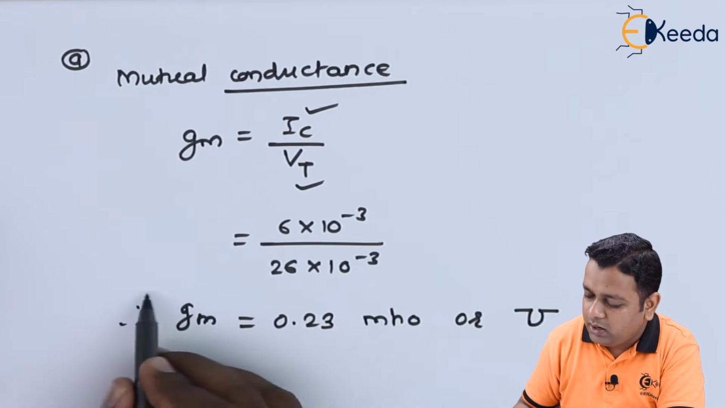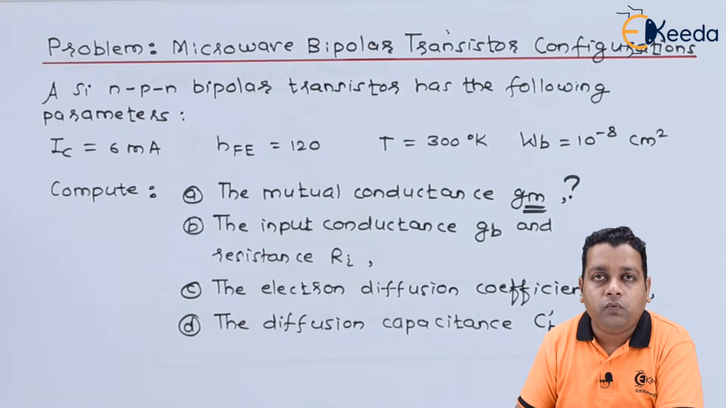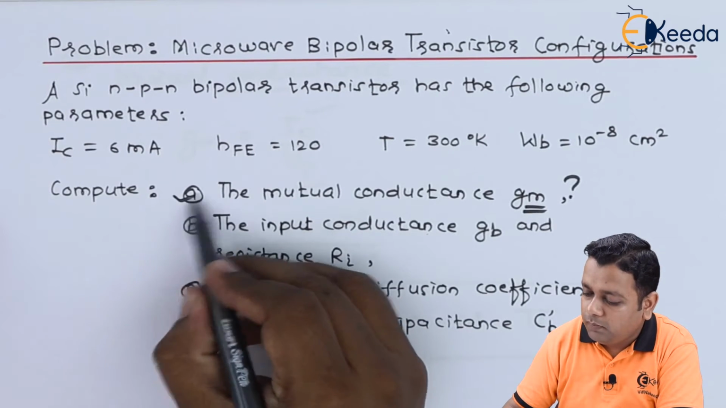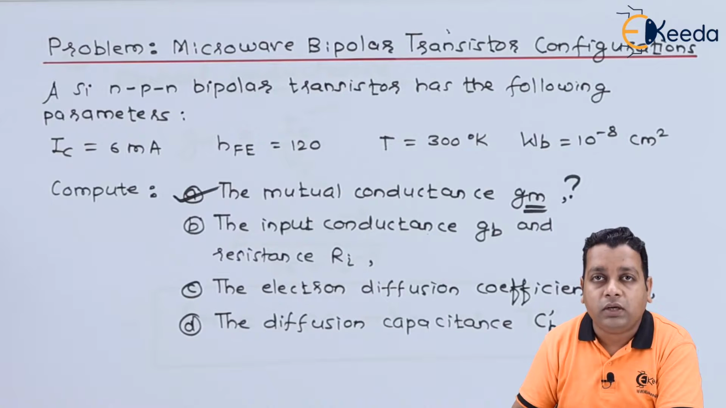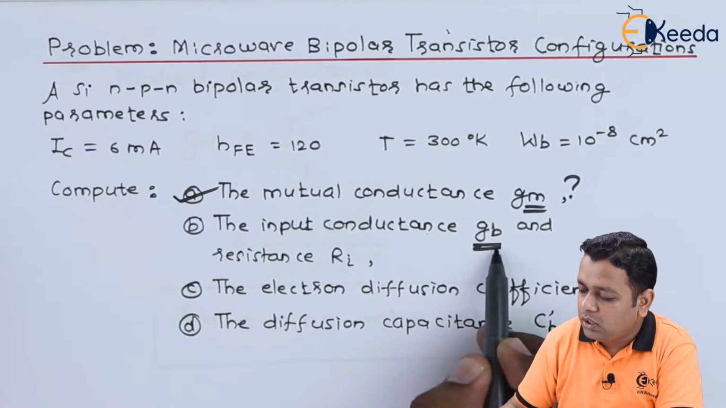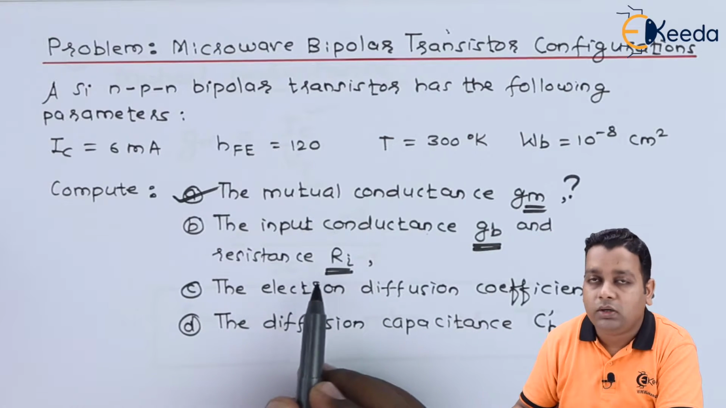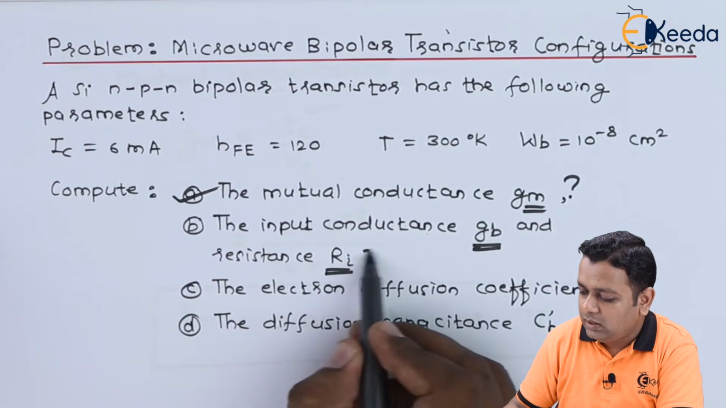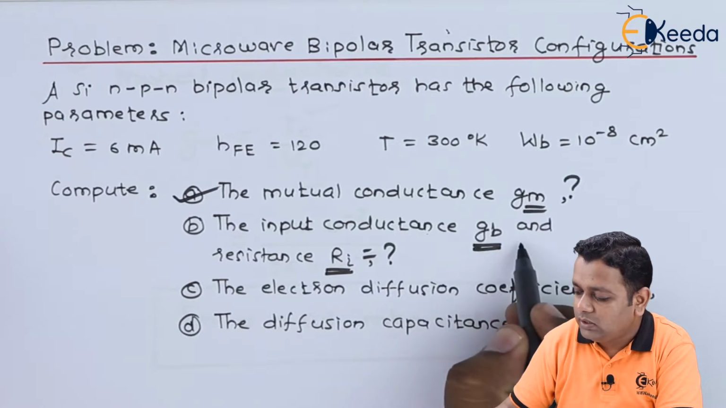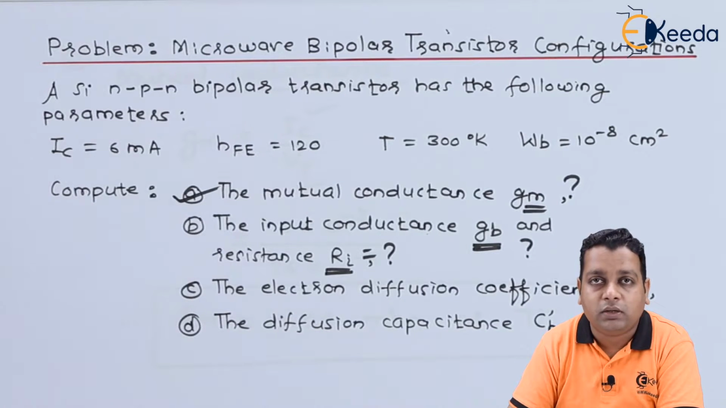So this is the required answer for part A. I outline this particular answer. So now we are covered with the answer for part A. Now we require the computation of the input conductance denoted by G suffix B and the resistance value denoted by R suffix I. So R suffix I is equal to what and G suffix B is equal to what is the question to be solved in part B.